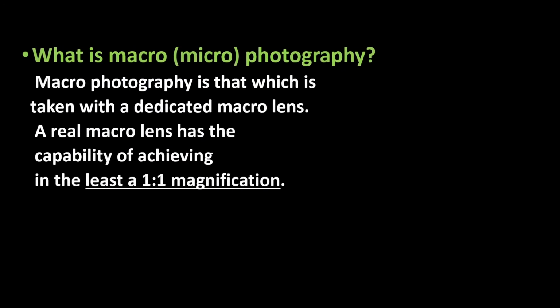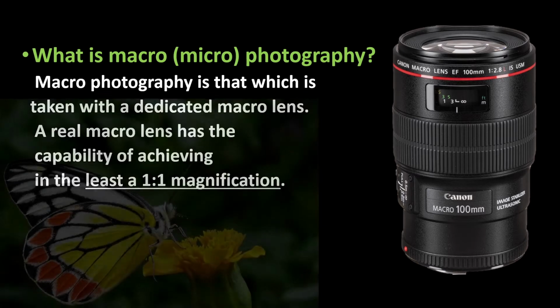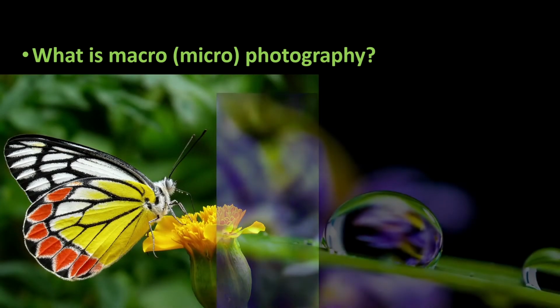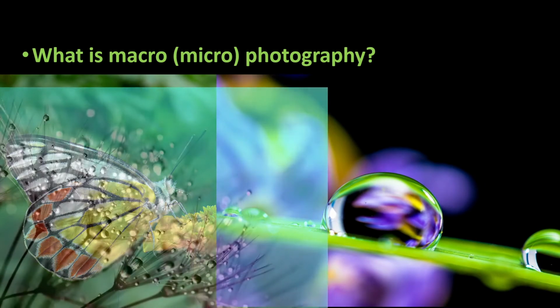What is macro photography? Macro photography is taken with a dedicated macro lens. A real macro lens has the capability of achieving at least a 1:1 magnification.